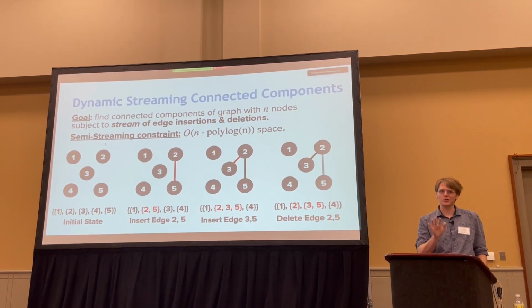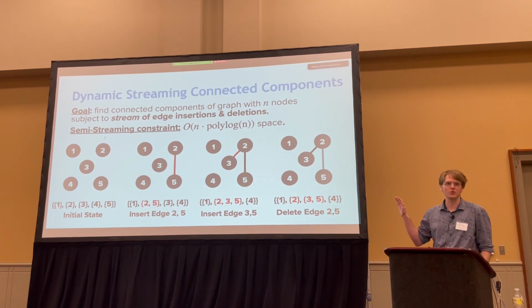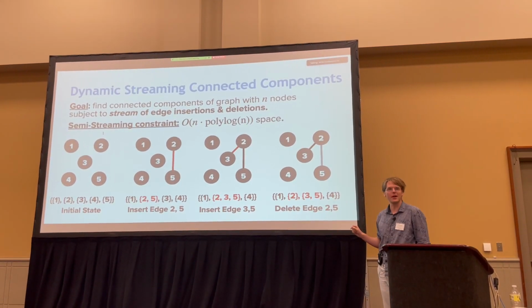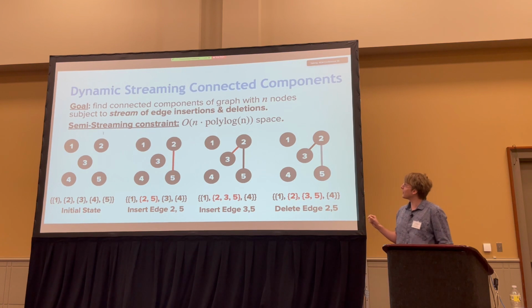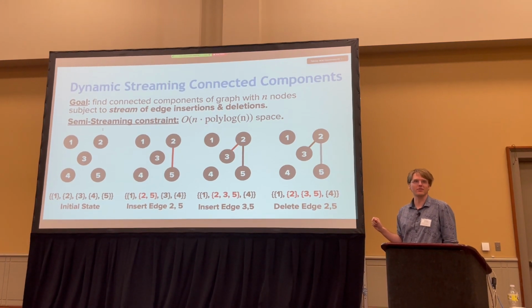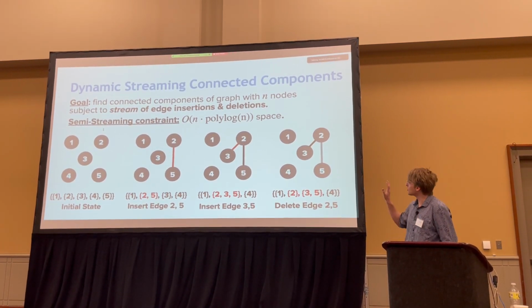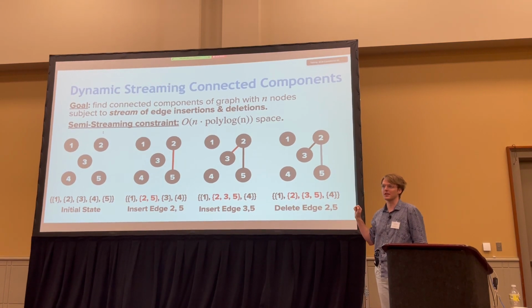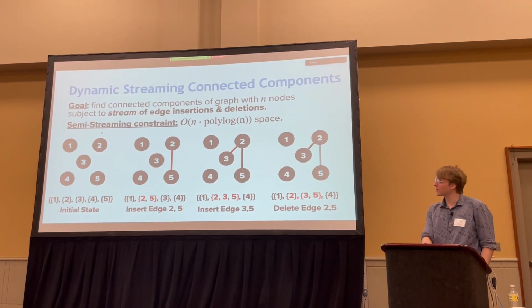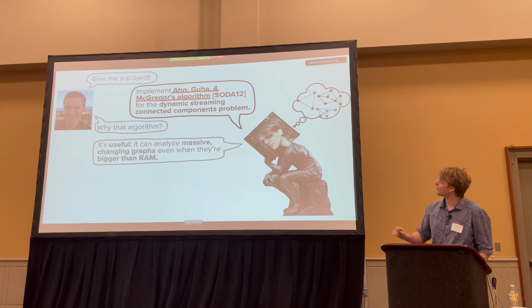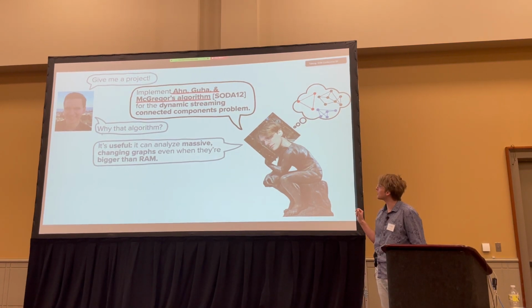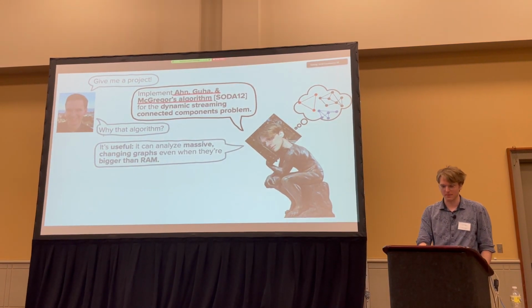The thing that makes this problem challenging and that makes the algorithm to solve it interesting is this extra constraint, which we call a semi-streaming constraint, which says that we only have n times polylog n space to compute this, which is much less, potentially, than we would need to store the entire graph explicitly. So that's the problem that we want to solve with this algorithm that I'll now say just a little bit about: Ahn, Guha, and McGregor's algorithm to solve this problem.